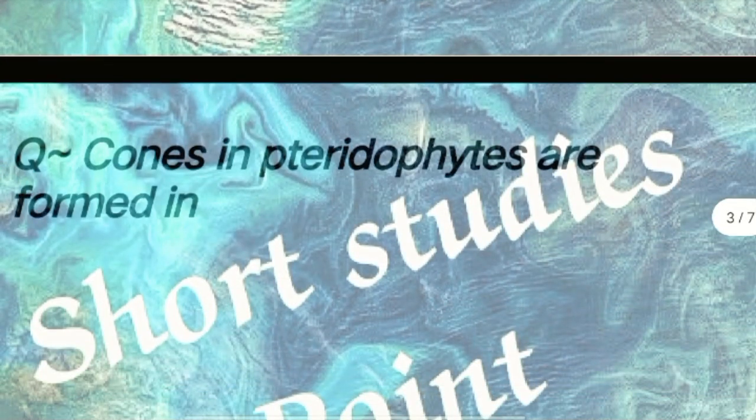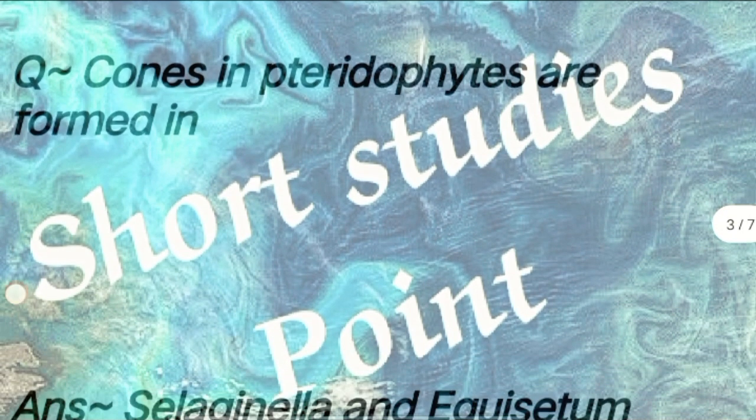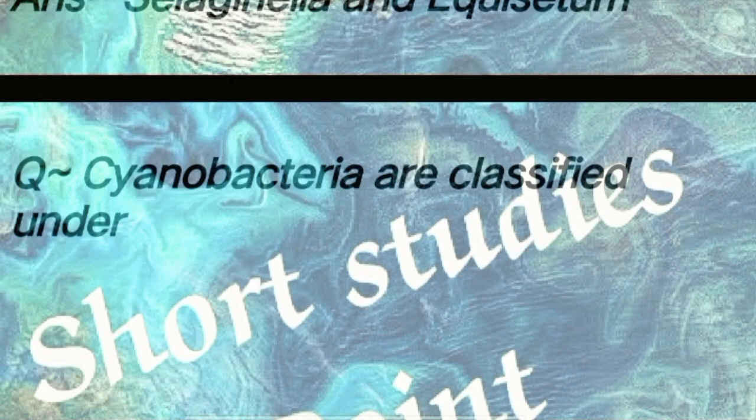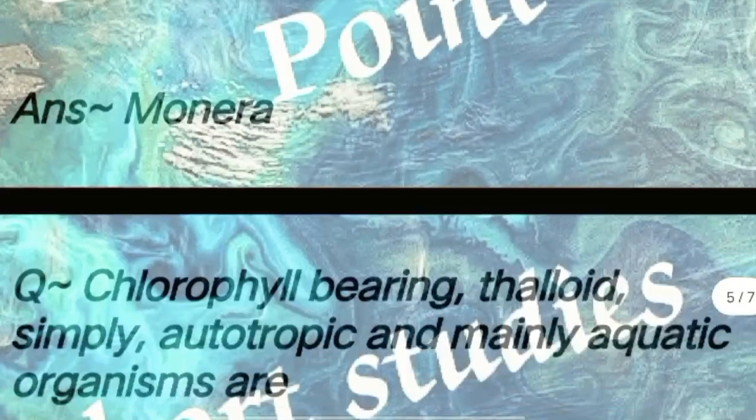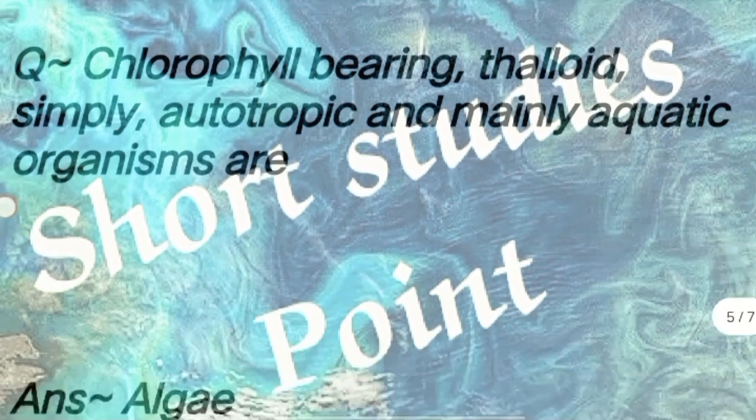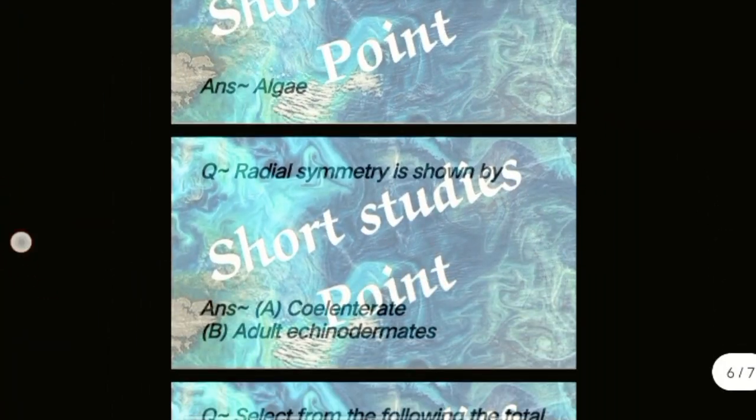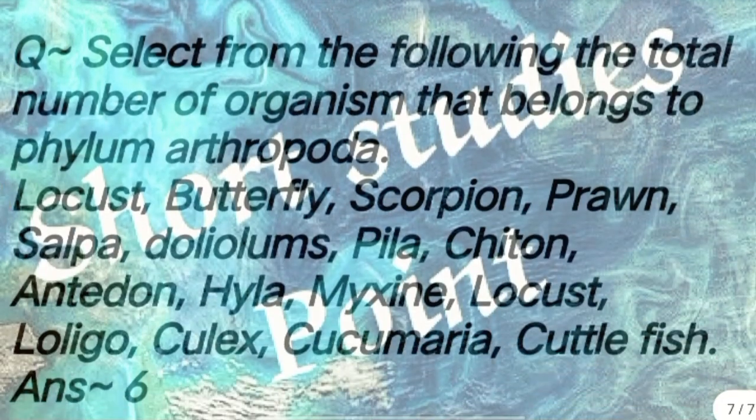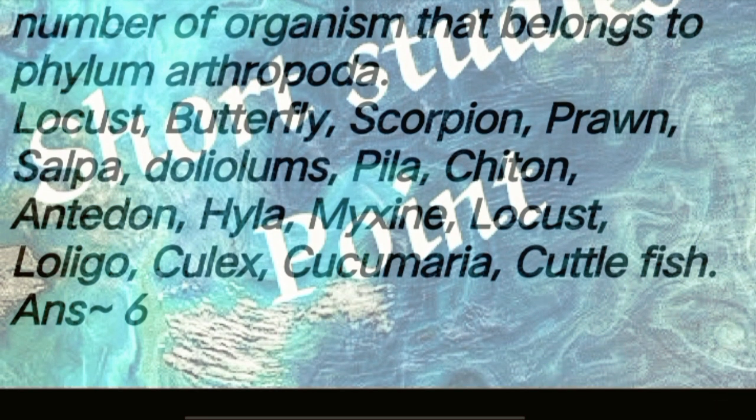Next question: cones in pteridophytes are formed in? Answer: Selaginella and Equisetum. Next question: cyanobacteria are classified under? Answer: Monera. Next question: chlorophyll-bearing, thylakoid-containing, autotrophic and mainly aquatic organisms are? Answer: algae. Next question: radial symmetry is shown by? Answer: A, coelenterates, B, adult echinoderms. Next question: select from the following the total number of organisms that belong to phylum Arthropoda. In all of these, 6 organisms belong to phylum Arthropoda.